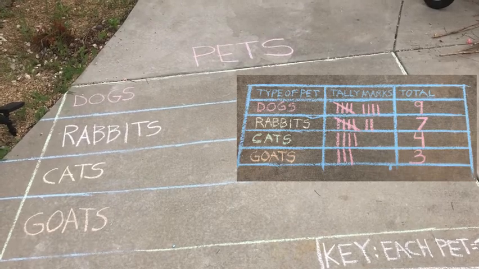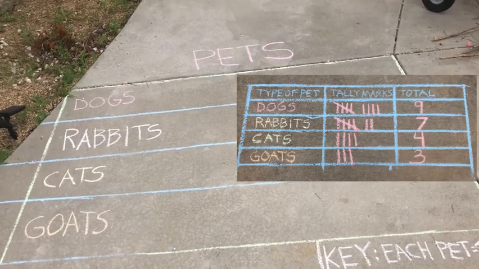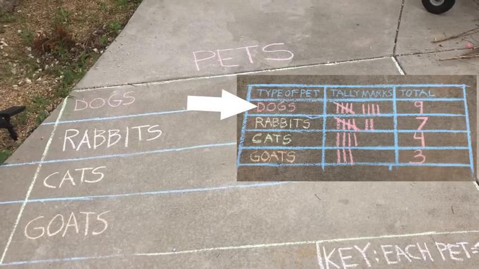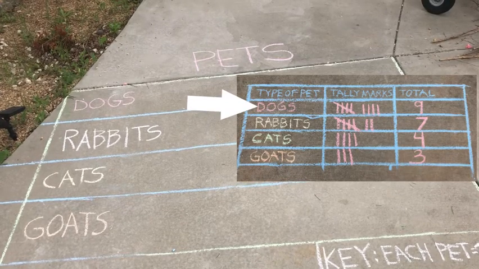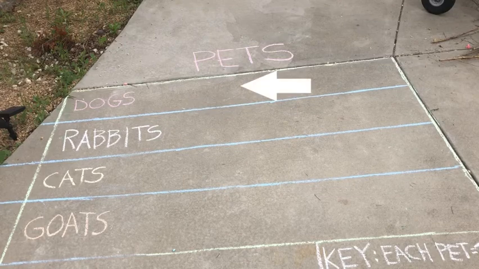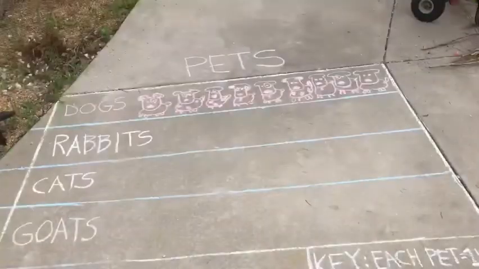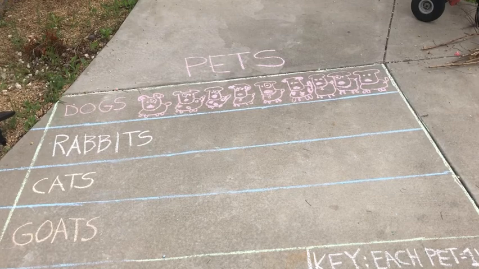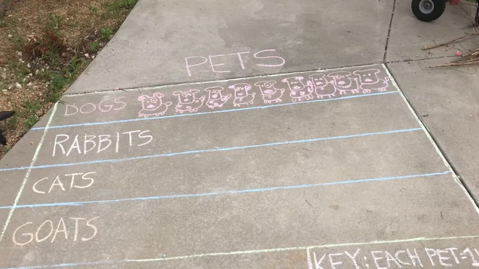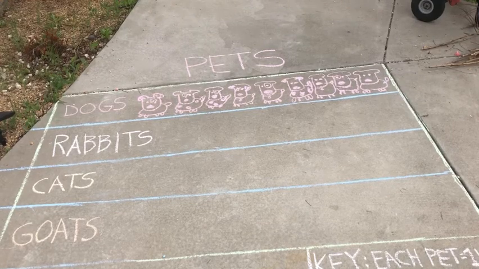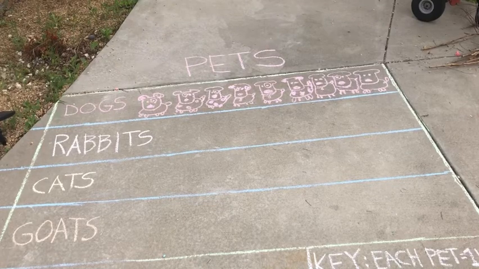We gathered information about how many of our friends have dogs as pets. So we found out that the total was 9. Now we're going to represent that information on our pictograph by drawing 9 pictures of dogs. So now you can see that there are 9 dogs drawn on our pictograph to represent 9 dogs that people have as pets.